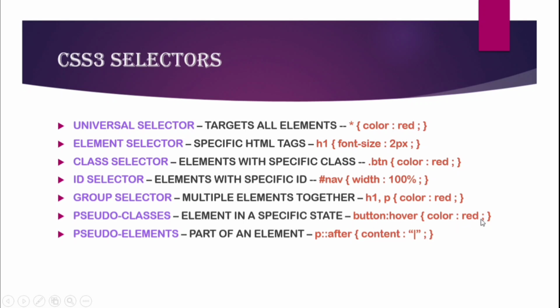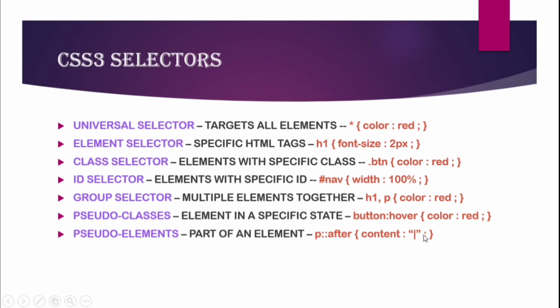Then we have pseudo elements, part of an element. So we want to change only a small part of the element, small data that you want to add. Then the before or after effect is nothing but the pseudo elements. Here you can see the p tag has the pseudo element of after. For that, content is nothing but the slice that we have added here.